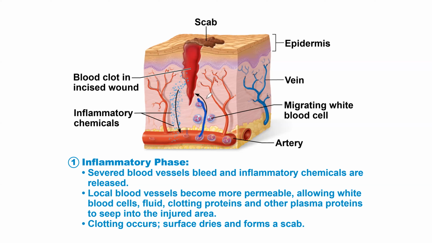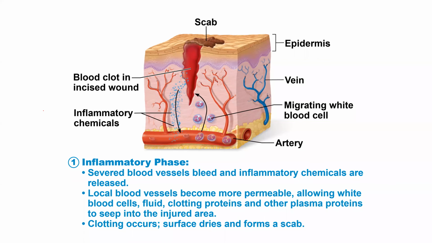So you can see white blood cells migrating to the site of the injury. Then fluid will migrate as well, right? Plus clotting proteins, plasma proteins. So we have chemicals and cells migrating from blood vessels to the site of the injury. And clotting occurs. So the surface dries and forms a scab.